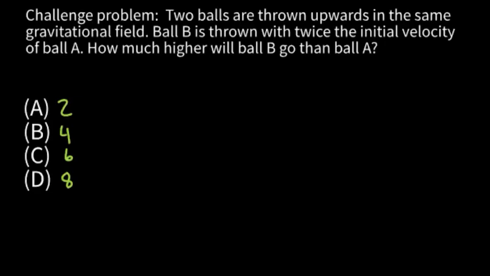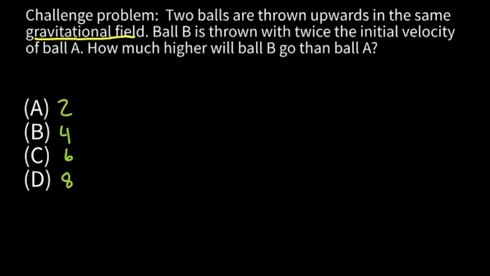To start off this video, let's go over the challenge problem from the last video. So we have two balls thrown upwards in the same gravitational field. That means they have the same acceleration. Ball B is thrown with twice the initial velocity of ball A. How much higher will ball B go than ball A?